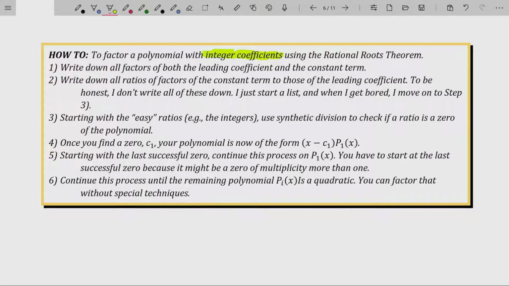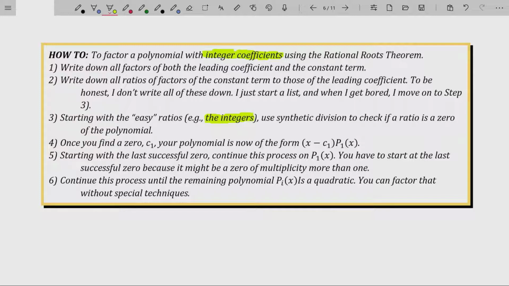Write down all ratios of factors, and when I say all, really I should just say some. Write down some of the ratios of factors of the constant term to those of the leading coefficient. To be honest, I don't write down all of these. I just start with the list, and when I get bored, I move on to step 3. Now, starting with the easy ratios, the integers, is usually a really good idea. Use synthetic division to check if a ratio is a zero of the polynomial.